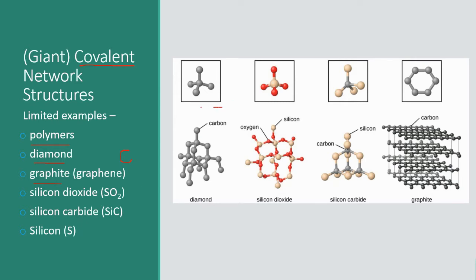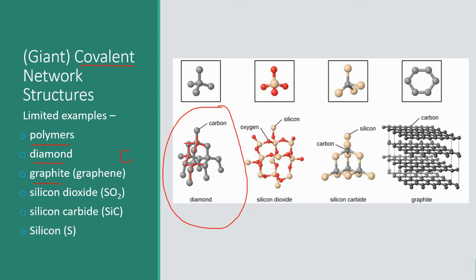This is an example of diamond. Remember that carbon has 4 valence electrons, so it forms these tetrahedral structures and just keeps bonding to more and more carbon atoms. You get this massive network of carbon atoms bonded together in a tetrahedral shape, and that is diamond. Silicon also has 4 valence electrons and it forms silicon dioxide with oxygen atoms.